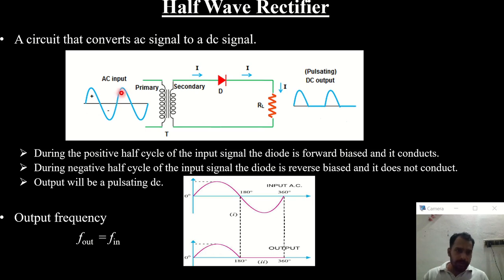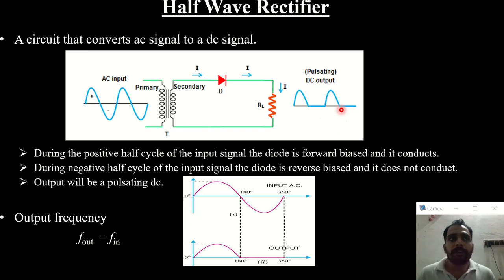Now the next positive half cycle comes. The diode again becomes forward biased, so we will get an output voltage same as the input voltage. During the negative half cycle, there is no output voltage since the diode becomes reverse biased, and this cycle repeats again and again. So the output will be like this. This is the output voltage, and this output will be a pulsating DC. That is the operation of a half wave rectifier.